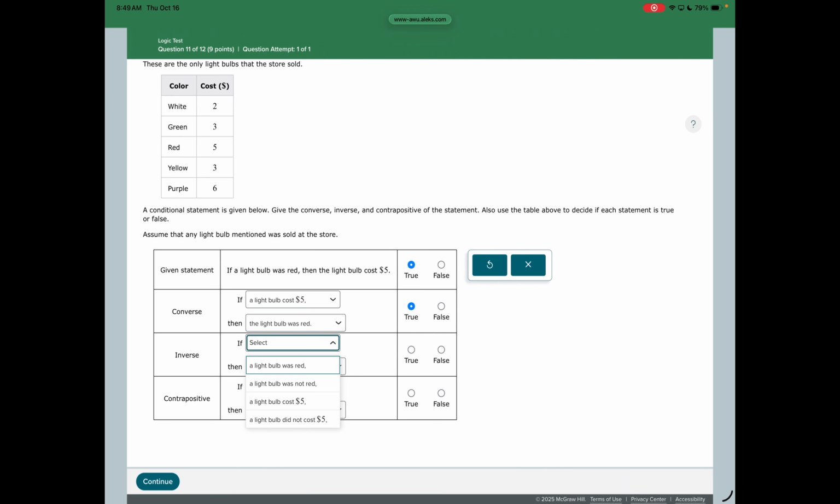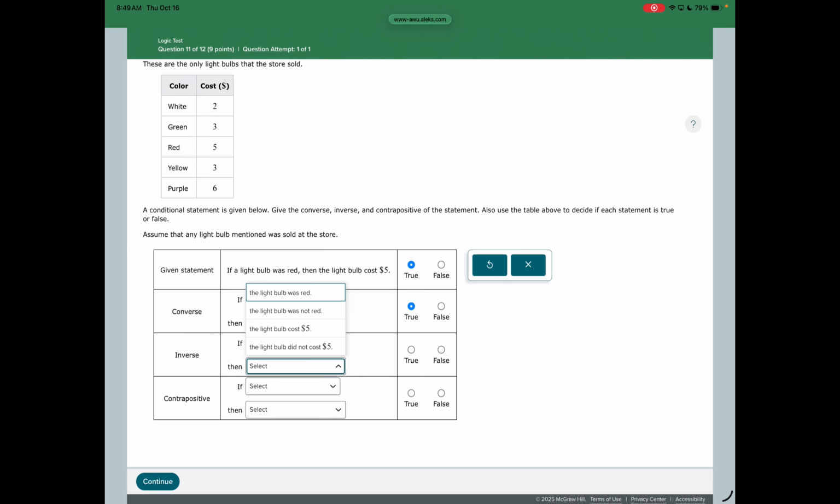The inverse puts not in there. If the light bulb was not red, then it did not cost $5. That should be true. The converse and the inverse should be the same, so you really don't have to think about it once you figure out that they're all going to be the same. But if it's not red, you know it doesn't cost $5.